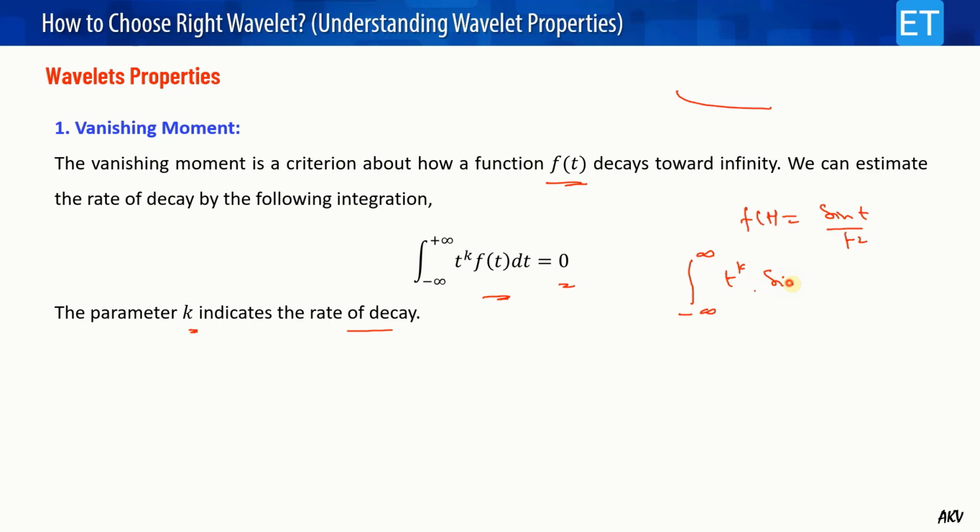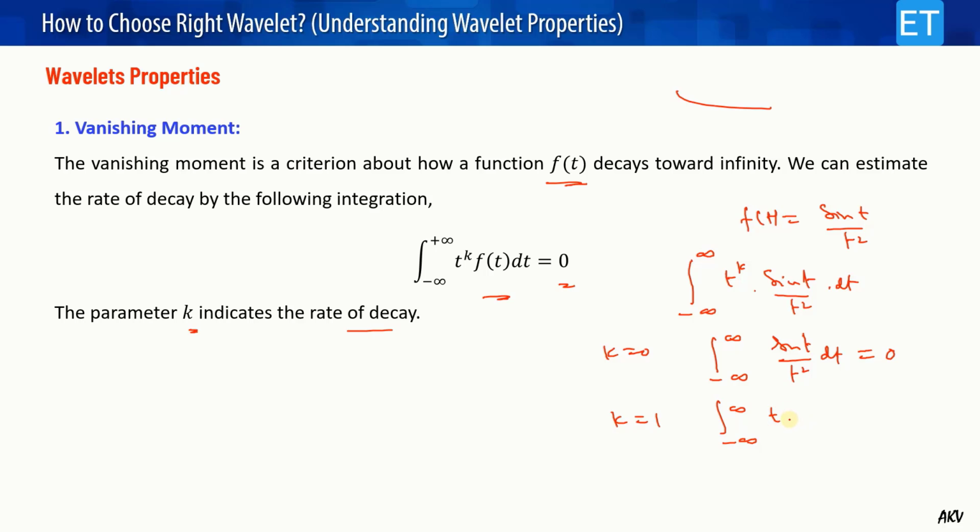I mean the integral of sine t upon t square dt. So if I choose, let's say, k equal to 0, my remaining function will be the same, that is sine t upon t square dt. And if I do this integration, of course, I will get 0. And if I choose k equal to 1, then this integration will be from minus infinity to plus infinity.